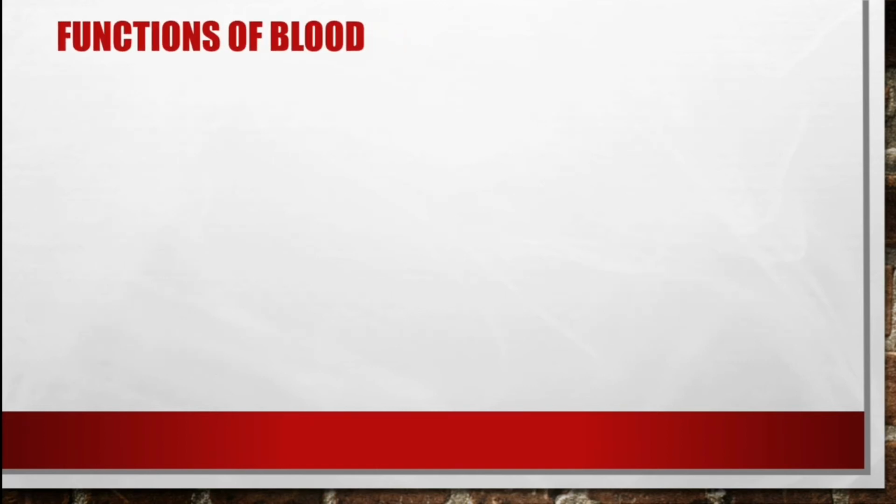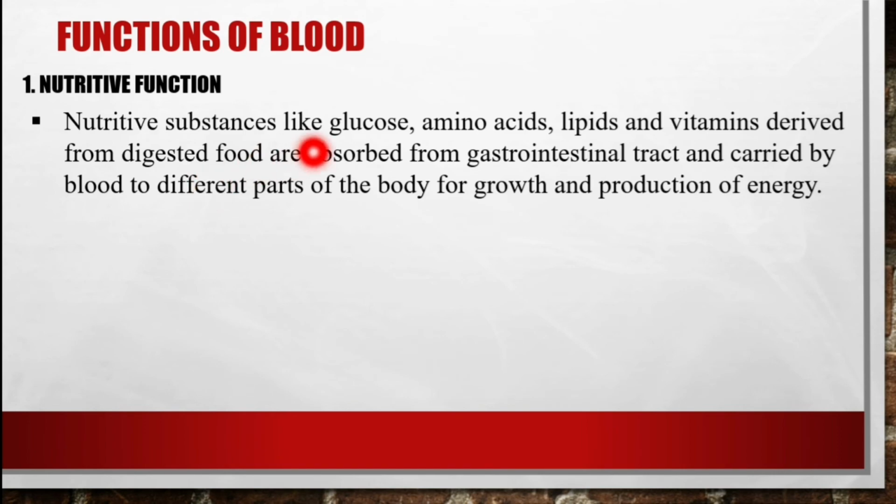Now let's review the functions of blood. We're going to talk about nine main functions of blood. Nutritive function: nutritive substances like glucose, amino acids, lipids, and vitamins derived from digested food are absorbed from the gastrointestinal tract and carried by blood to different parts of the body for growth and production of energy.